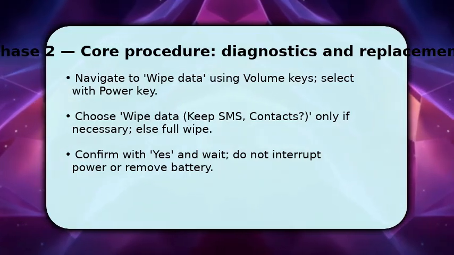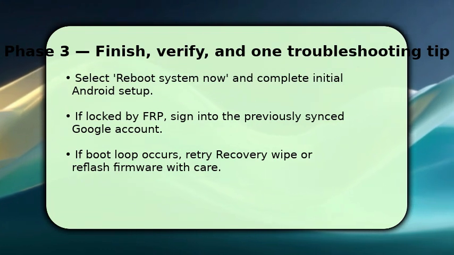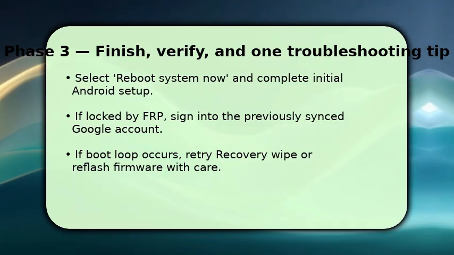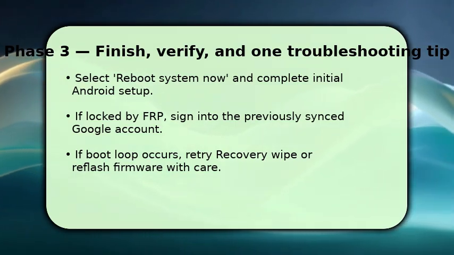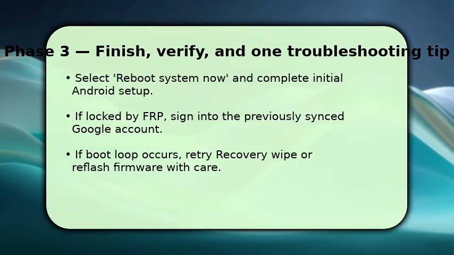After the wipe, select Reboot System Now to restart. You will go through Android setup like on a new phone. Make sure to sign in with the Google account previously synced to the device, otherwise factory reset protection will block access. If the phone enters a boot loop, boot back to recovery and repeat a full wipe.